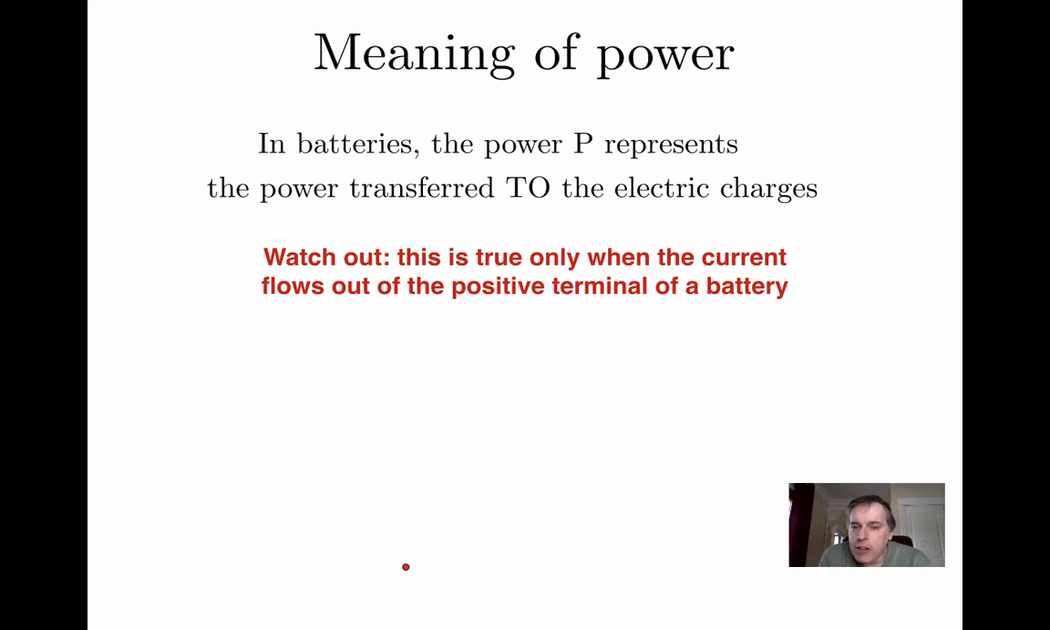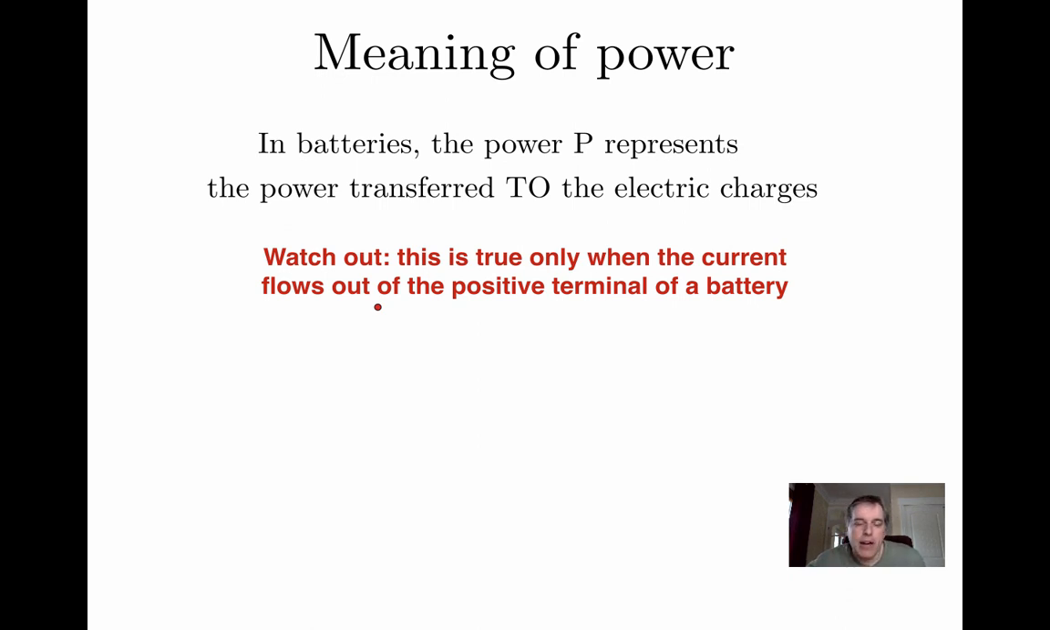For a little while, our batteries will always be giving energy to the charges. But later, in a couple of weeks or so, we're going to talk about batteries that are actually taking energy from charges. So strictly speaking, for now, don't worry too much about that. For now, I should just mention the full rule. When I say that power P in a battery is energy transferred to the electric charges, this is true only when the current flows out of the positive terminal of a battery. Then the battery is giving energy to the charges.